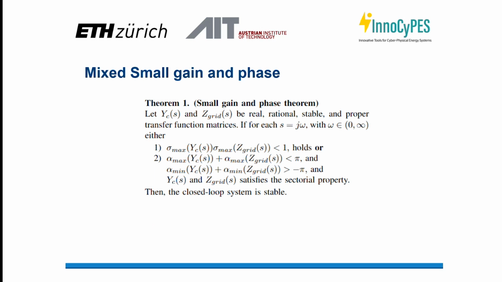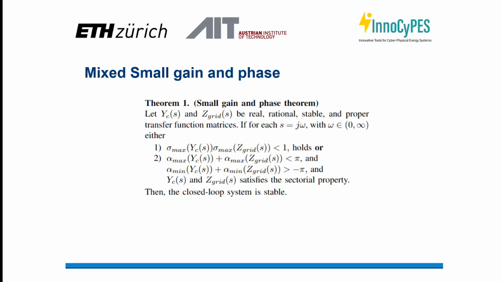Now, what does the small gain and phase theorem say? Basically, we need to meet one of the previous theorems: either you meet the small gain theorem, or you meet the small phase theorem. So in this case, you have the possibility of choosing one, or fulfilling stability with one of those theorems.